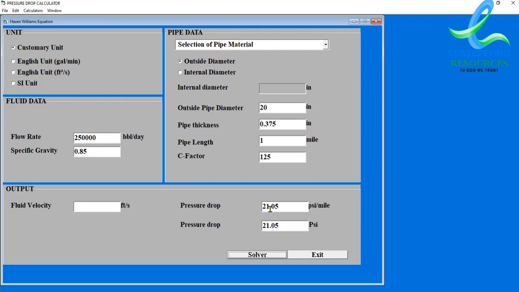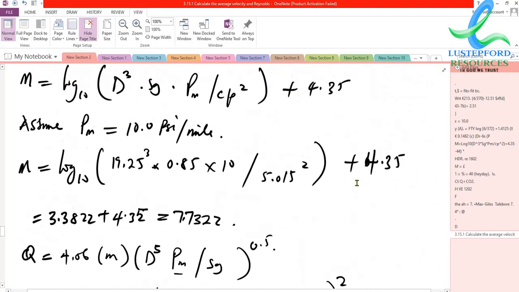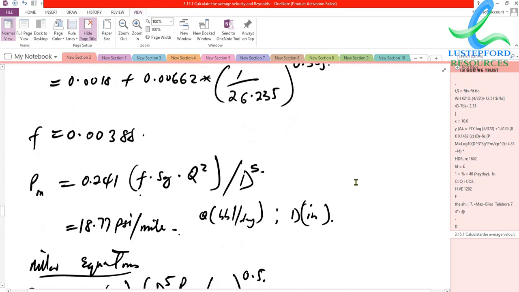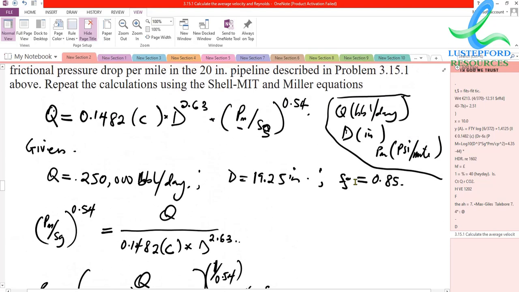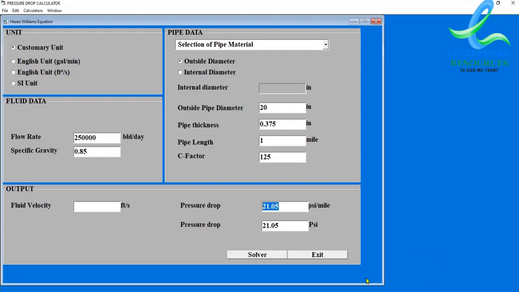So pressure drop from my own is 21.05. Let's see what we got there for the Hazen Williams equation. For Williams, we have 21.0. So the same thing with what I got here. So it should be 21 because the pipe length is 1 mile.